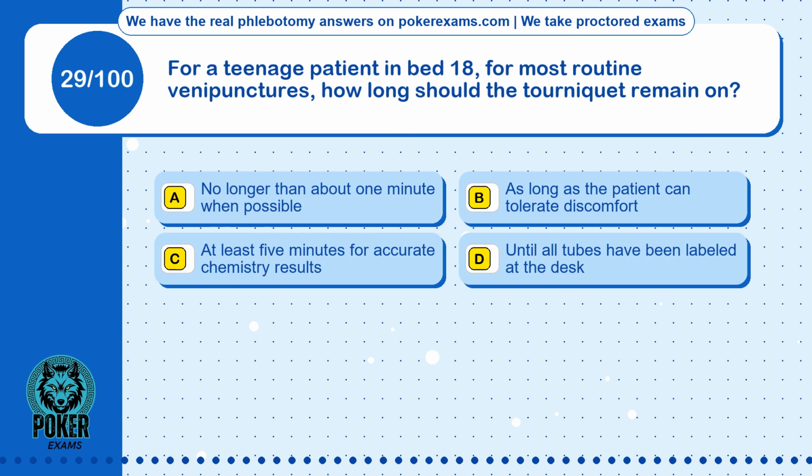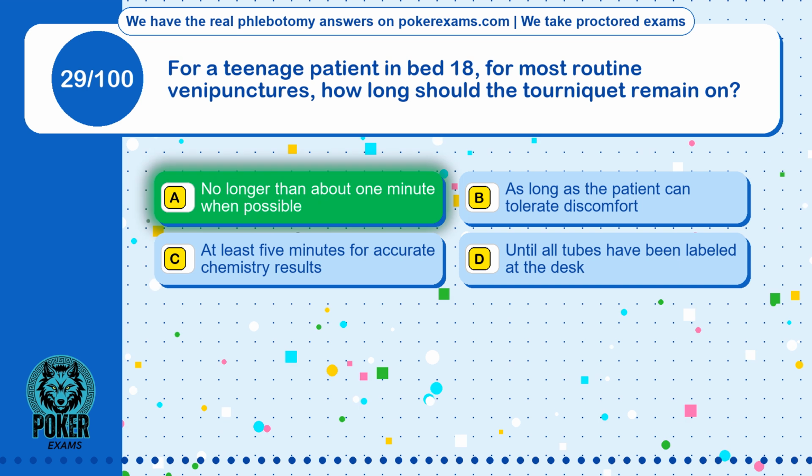Question 29. For a teenage patient in bed 18, for most routine venipunctures, how long should the tourniquet remain on? Option A: no longer than about 1 minute when possible. Option B: as long as the patient can tolerate discomfort. Option C: at least 5 minutes for accurate chemistry results. Option D: until all tubes have been labeled at the desk.